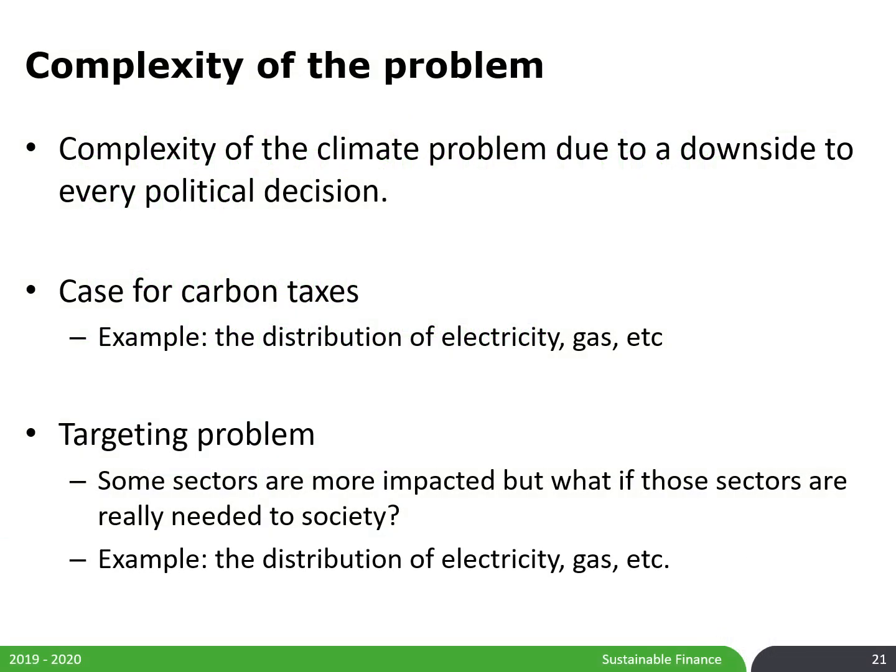It is clear how complex the climate problem is, because there is some downside to every political decision. This is the case for the carbon tax, which causes losses that can be enormous for companies. One cannot deny the dramatic predictions for the climate, but it's sometimes difficult to fully understand the different impacts of policy decisions. It's also difficult to target sectors without thinking about them. Some sectors are very much affected by those political decisions but are nevertheless very important, such as the distribution of electricity and gas.